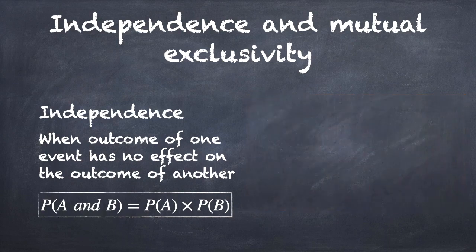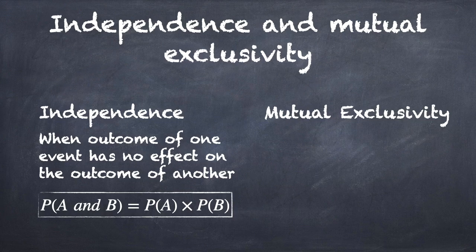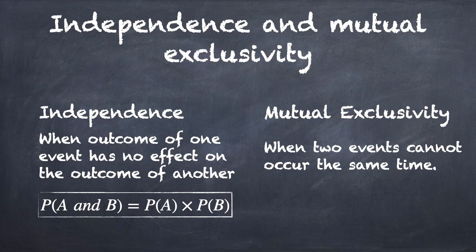Let's look at mutual exclusivity. Mutual exclusivity is when two events cannot occur at the same time. In other words, it can't rain and not rain at the same time. You cannot win and lose a race. So the probability that A and B happens is 0.